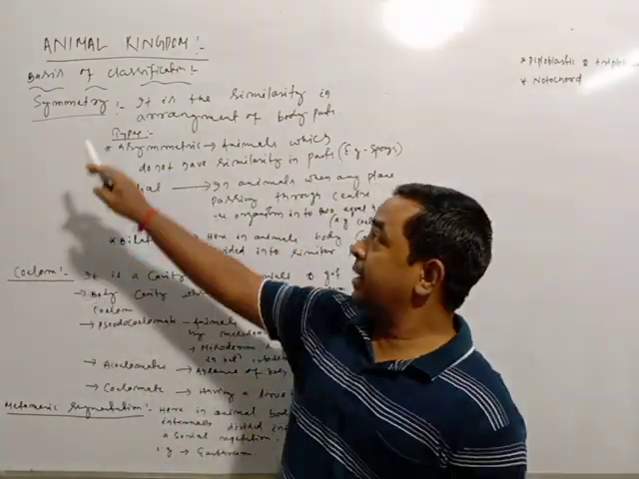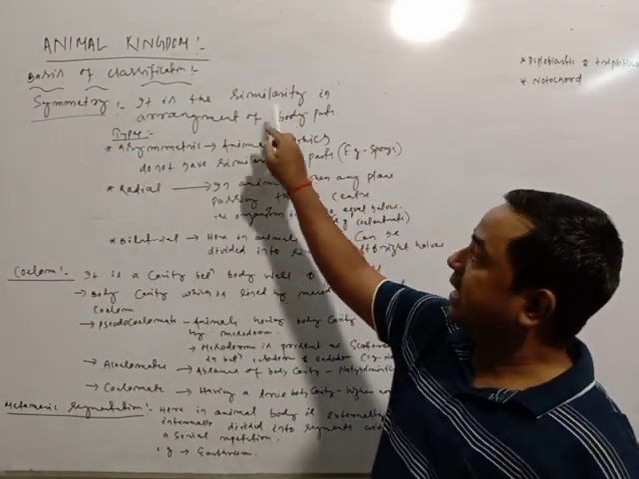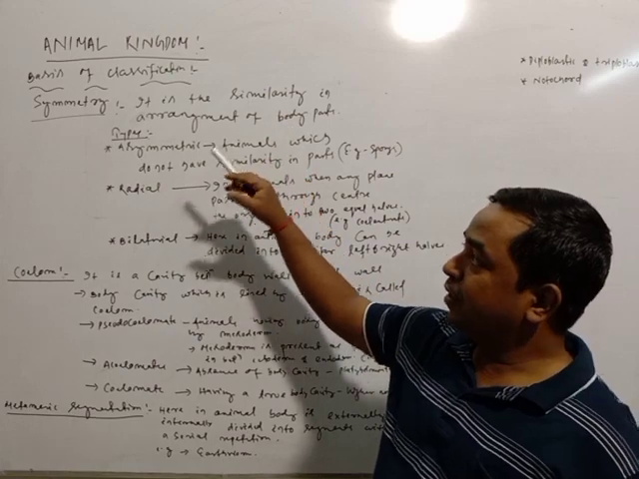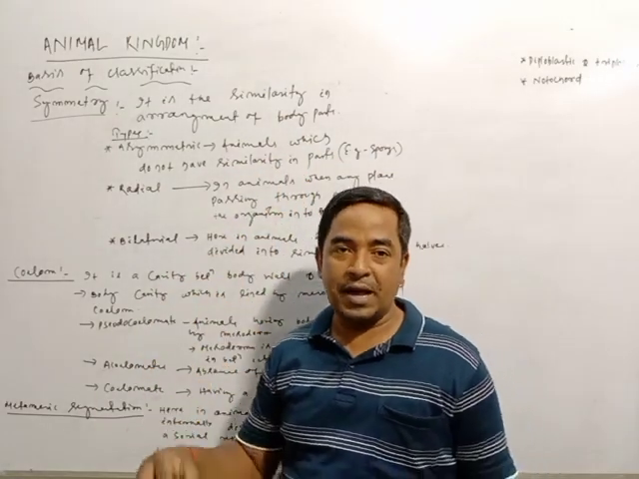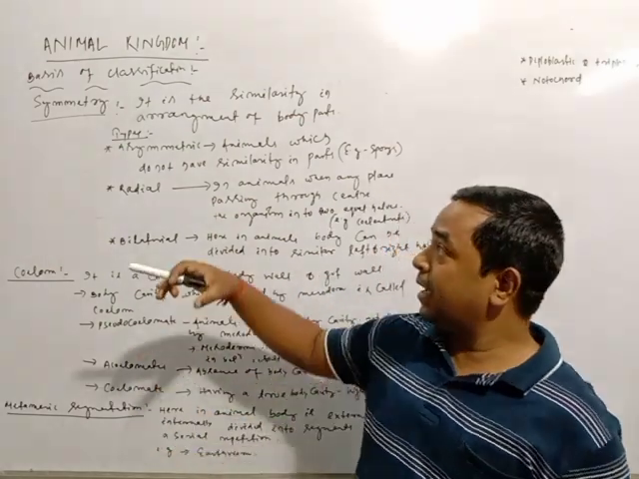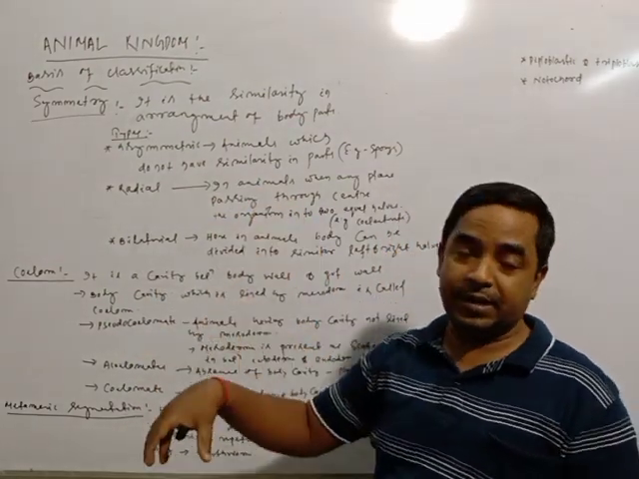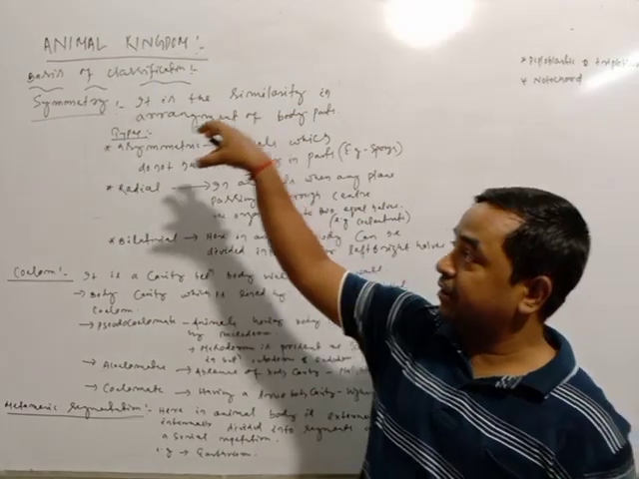Symmetry means it is the similarity in arrangement of body parts. So how body parts are designed, how body parts are arranged, how they are systematically represented, various parts. That will be explained by symmetry.